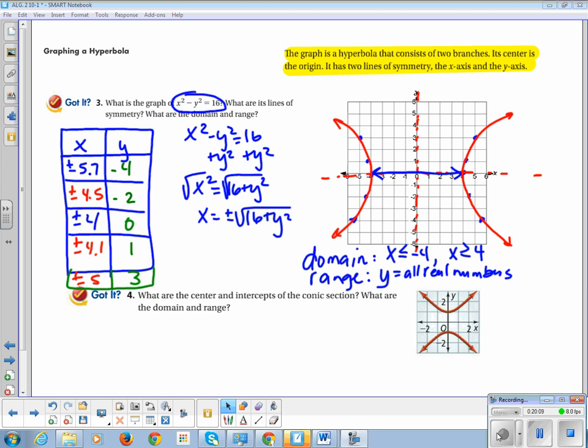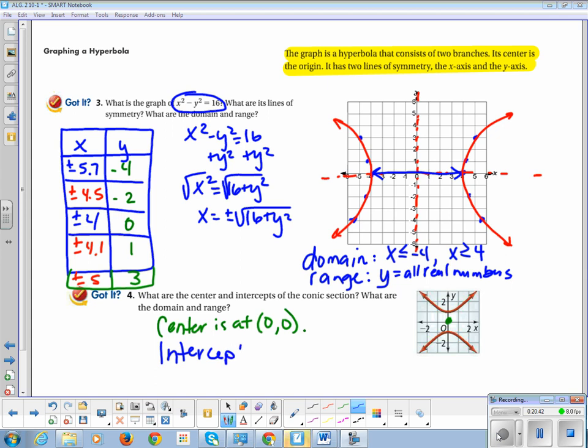All right, so looking at this number 4, what are the center and intercepts? So this is easy. The center is the origin. The intercepts, so let's look, we have no x-intercepts. Let's spell intercepts right now. So the intercepts are actually only here on the y-axis. All right, so our intercepts are at (0, 1) and (0, -1). I have no other intercepts because we don't cross the x-axis at all.